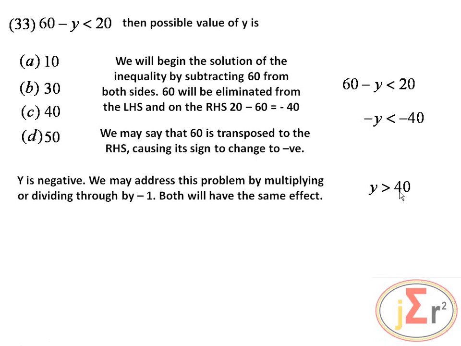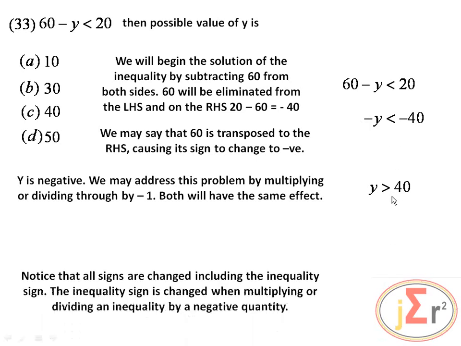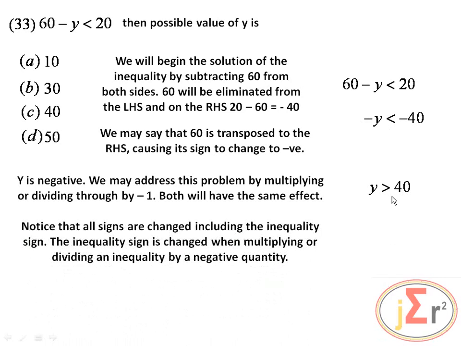Y is greater than 40, whereas we have the less than sign here. Why is that so? Notice that all signs are changed, including the inequality sign. The inequality sign is changed when multiplying or dividing an inequality by a negative quantity. So if we are multiplying or dividing by a negative quantity, the rule is the inequality sign needs to be changed also. So there is your answer. Y is greater than 40.